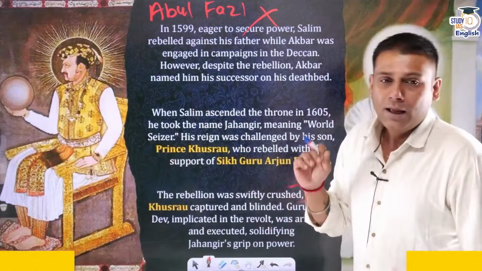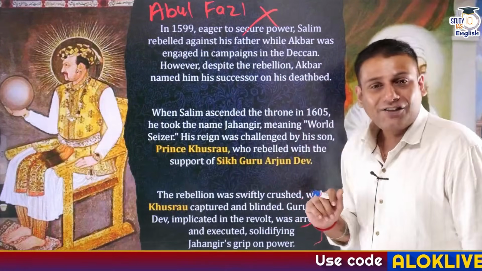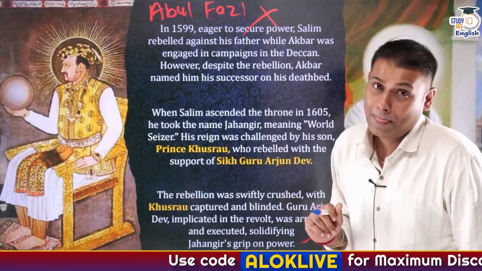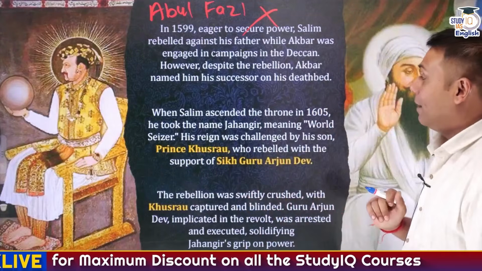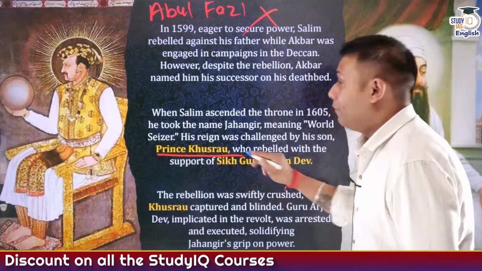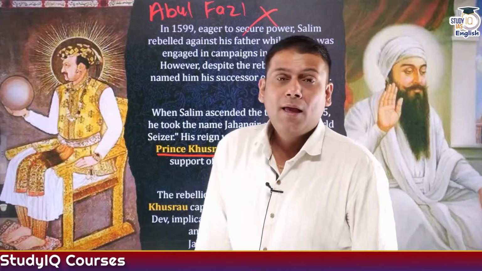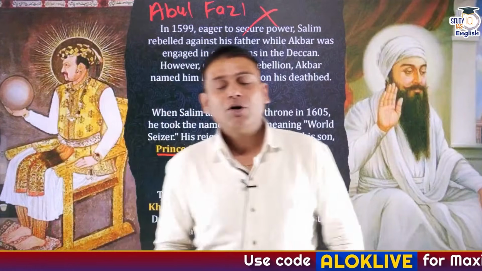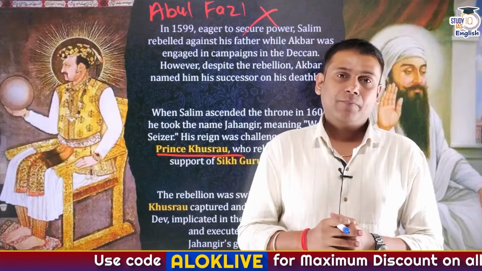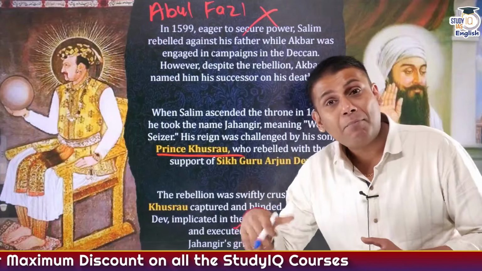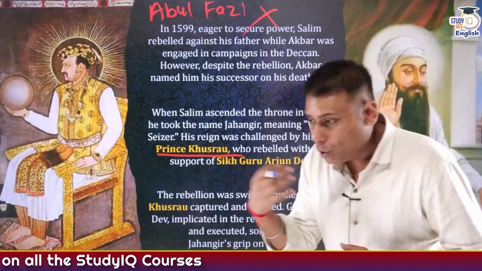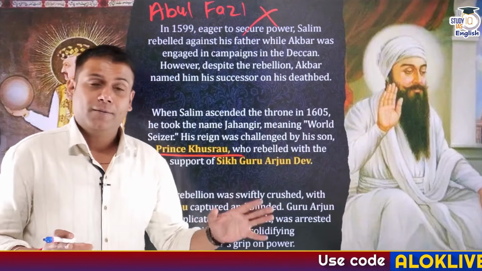Okay. Now, as soon as this person sat on the throne, what did he do? Let's understand about his policies. At this time, one of his sons, Prince Khusro, had revolted against him, and he had revolted with the help of the fifth Sikh Guru, whose name was Guru Arjan Dev Ji. It is believed that Khusro was captured and blinded. And Guru Arjan Dev Ji was imprisoned initially, and later on he was executed.